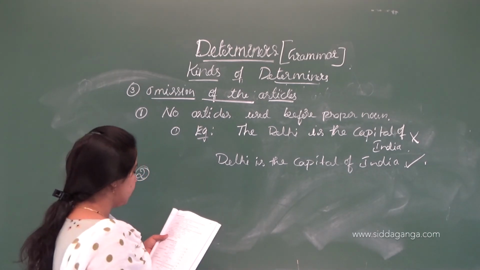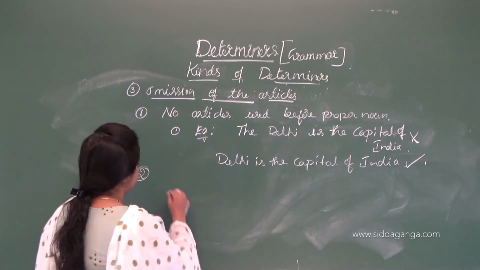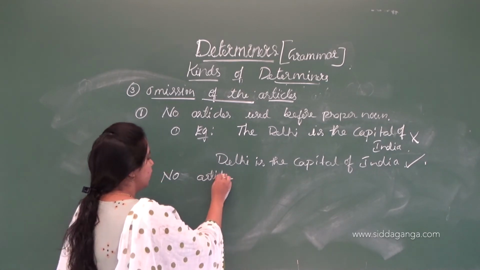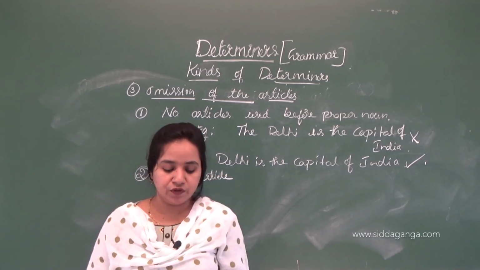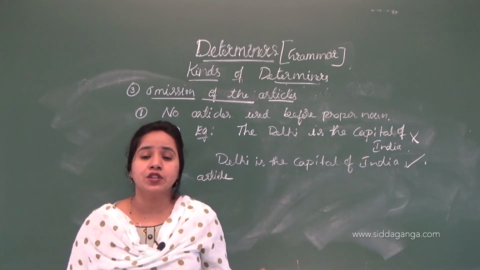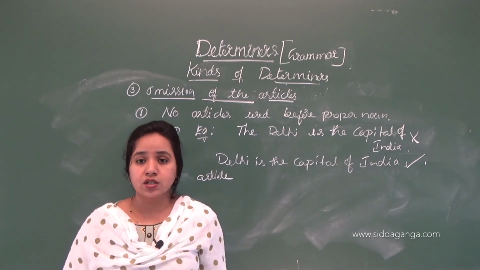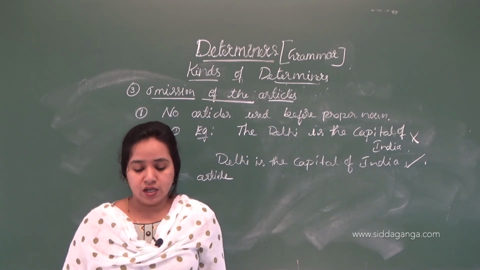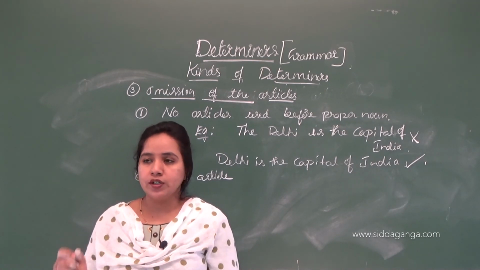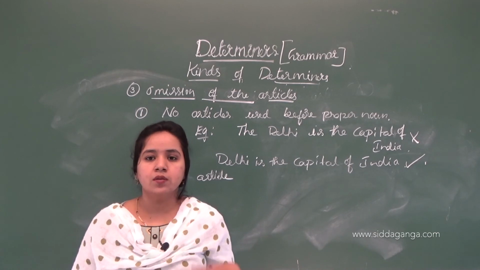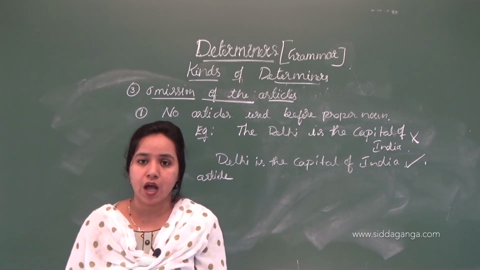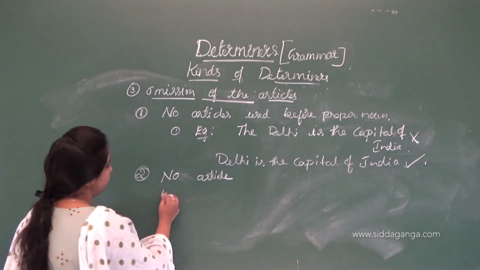Then, no article is put before a plural noun when it stands for a class of people. No article is used before plural nouns like doctors, politicians, police. They belong to a class of people, and it comes as a plural noun. Let's see an example.